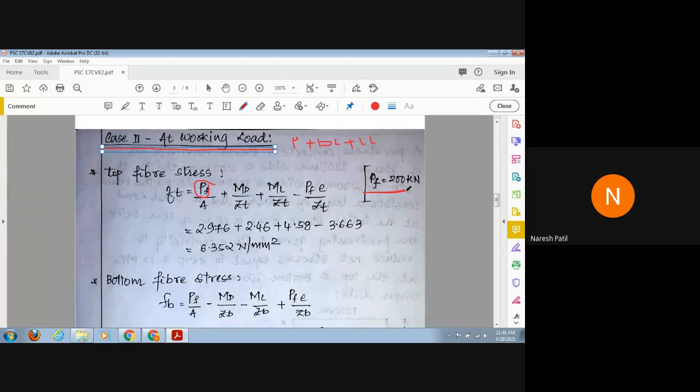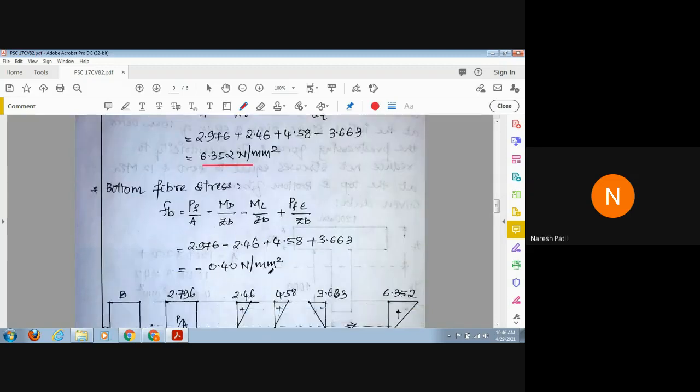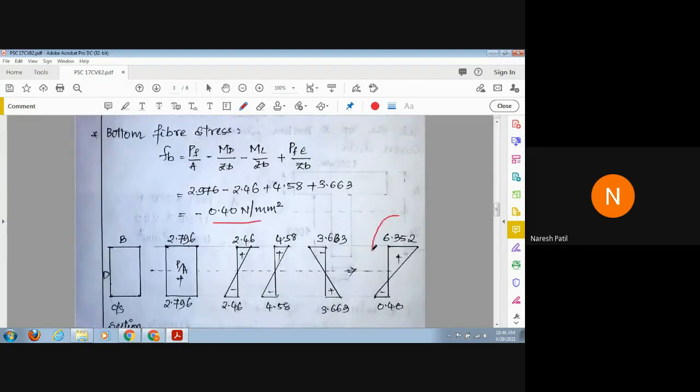Two times you have to use the separate forces. For transfer condition you have to use the initial pre-stress and calculate the stresses. For working load condition, use the final pre-stress and calculate the stresses. This is only the change. There is no change in the question. Okay. So we got the stresses here. So we can have the stress distribution diagram here. This is very easy, very easy problem.